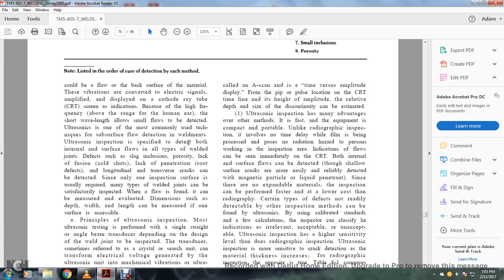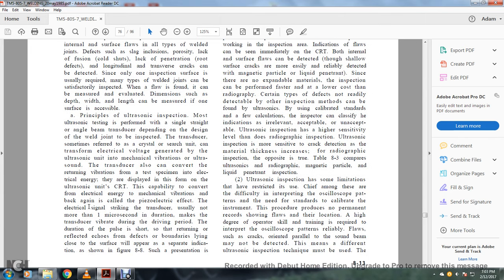Weldment ultrasonic inspection is specified to detect both internal and subsurface flaws in all types of welded joints, including defects such as slag inclusions, porosity, lack of fusion, cold shuts, lack of penetration with root defects, and longitudinal and transverse cracks. Only one inspection surface is usually required, and many types of welding joints can be satisfactorily inspected. When flaws are found, they can be evaluated, and dimensions such as depth, width, and length can be measured if access to one surface is successful.